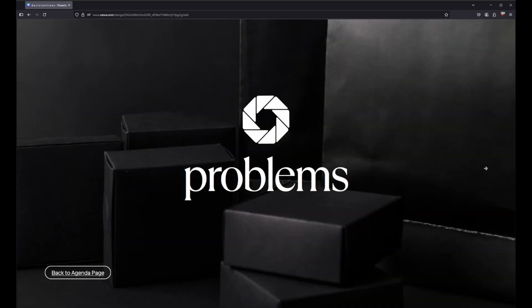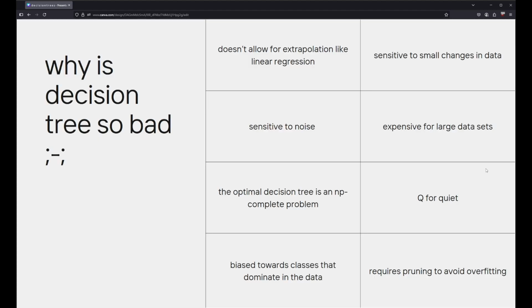So then what are the problems about decision trees? Why is it bad? Firstly, it doesn't allow for extrapolation. So back to A-level maths, if you have done it, with linear regression, you could always plot a y equals mx plus c graph and extrapolate and predict, right? But when you have a lack of data within decision trees, it's going to be harder for you to extrapolate on your data. It doesn't really support that.